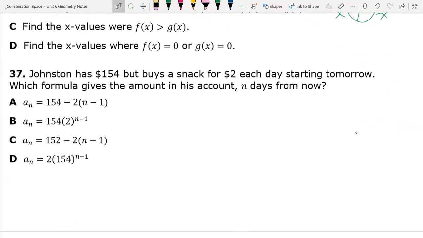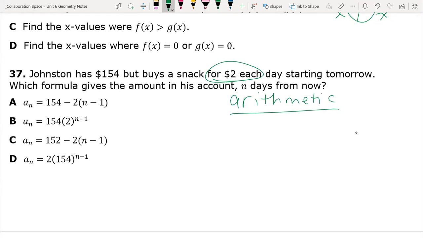Number 37, Johnson has $154 but buys a snack for $2 each day starting tomorrow. Which formula gives the amount in his account in days from now? Now, don't forget that this right here describes an arithmetic sequence that starts close to 154, and goes down $2 each day because he's spending money.